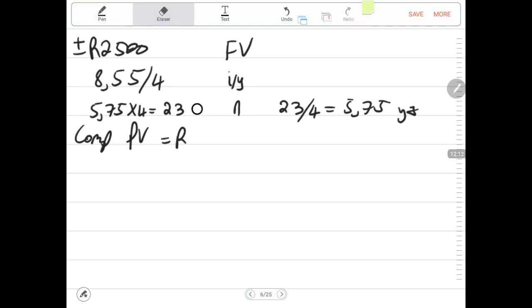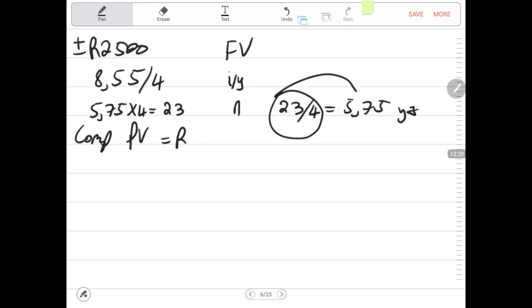Remember, we're not dividing by 4. This 4 was divided in order for us to get back to the original amount. Hope you still remember that. This is what we did, converting back to the number of years. Now, we said 23 is n, or 5.75 times 4.